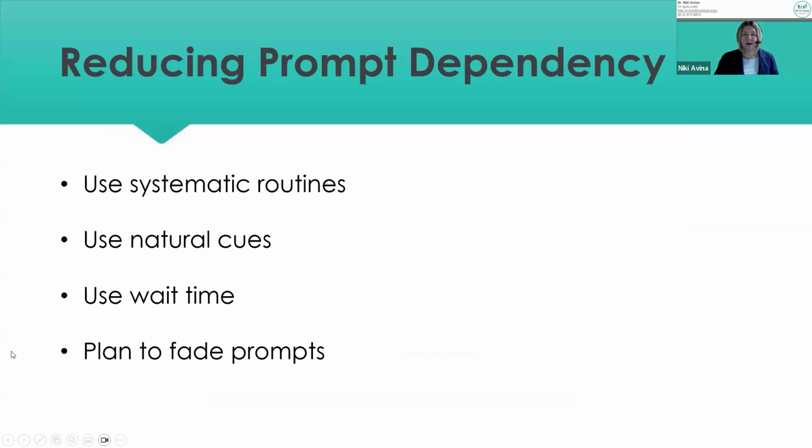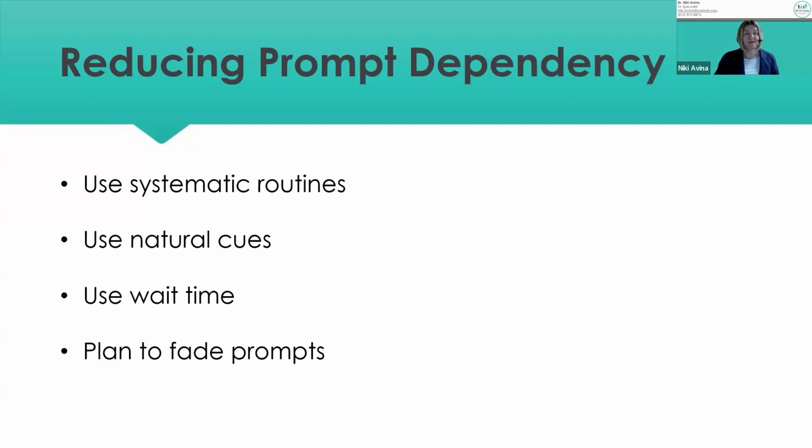All right, so some ways that we can reduce that prompt dependency. If you feel like you are consistently having to be involved, even if we've been working on this for a while, some questions to ask yourself: do we have systematic routines in place? Do your students know what's coming next? Do they have the exact prompt, the exact steps in front of them? And that's where maybe we need to add a visual cue, like those sentence stems, where we can take a step back, but they still have that piece of it.